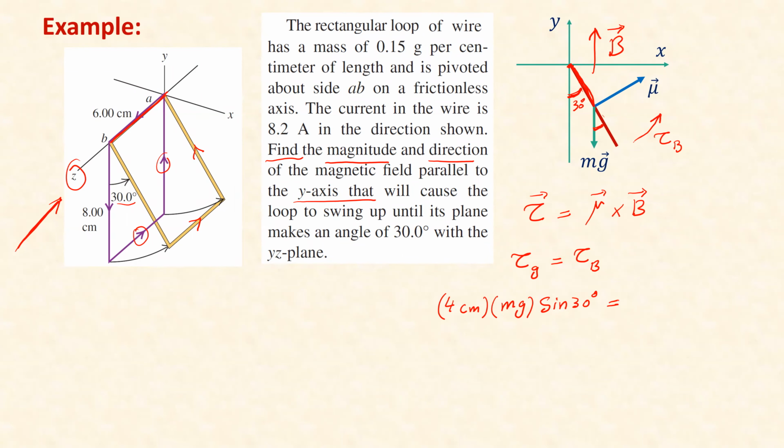Torque of magnetic field will be mu times B times sine of the angle between mu and B. You see this angle. What is that angle?